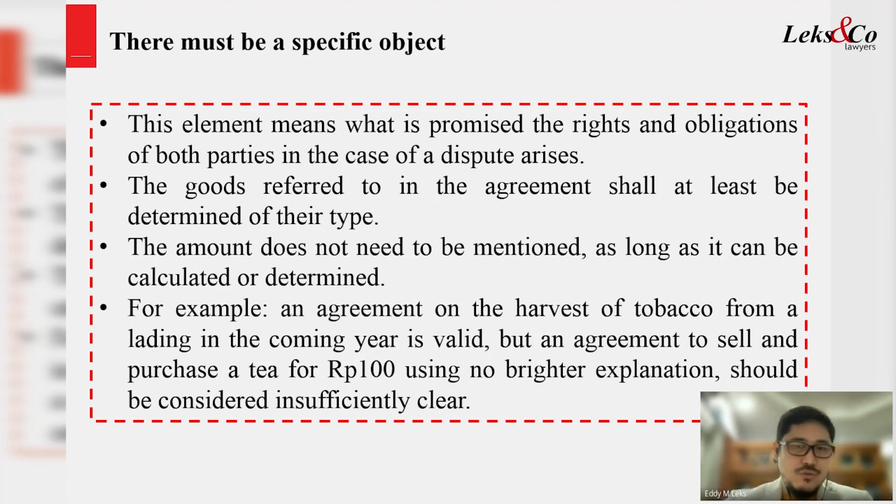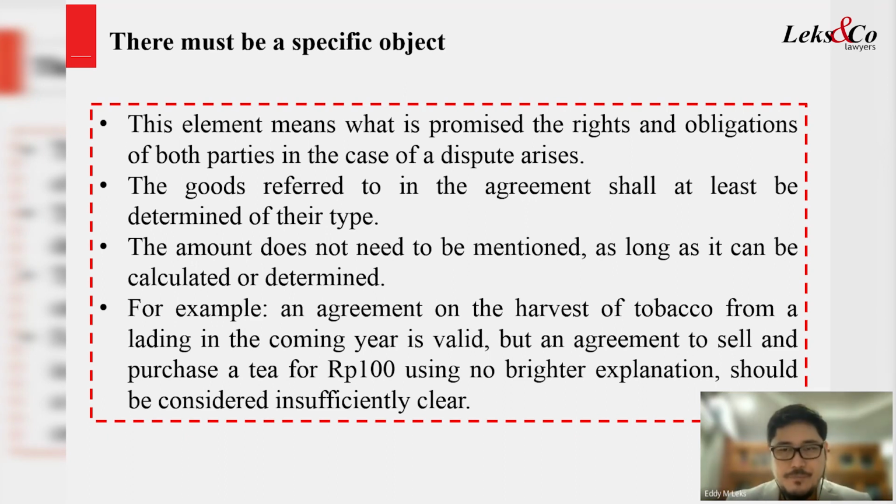We don't need to argue whether the first example is better than the second example. Of course, when we make an agreement, we should be clear. In a sale and purchase, for example, it should be clear what we want to buy, and it should also be clear what the price is. When we take something that we want to buy and we understand the price, that's the object, right? That's the specific object.